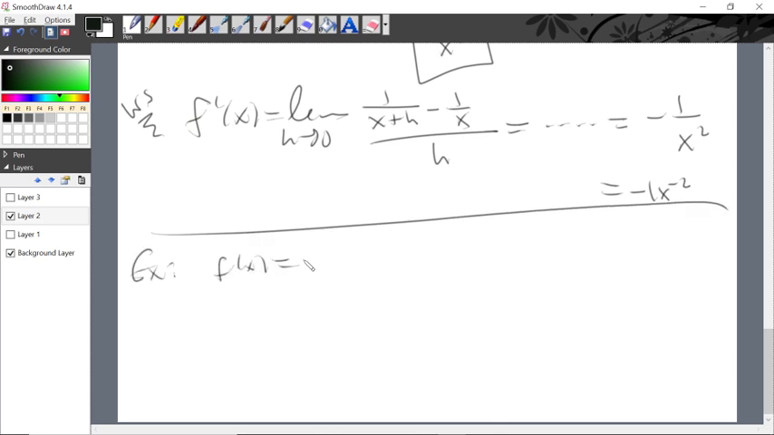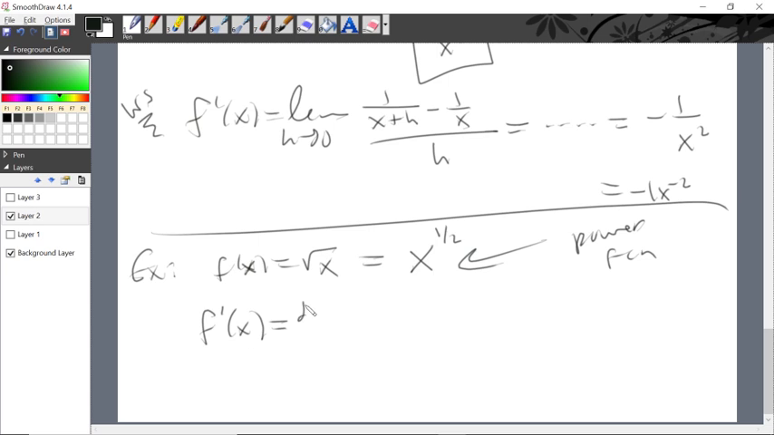If f of x is equal to the square root of x, then what is f prime of x equal to? Apply algebra to this first. Say, well, this can be written as a power function. It can be written as the function f of x equals x to the 1/2. Write it as a power function first.